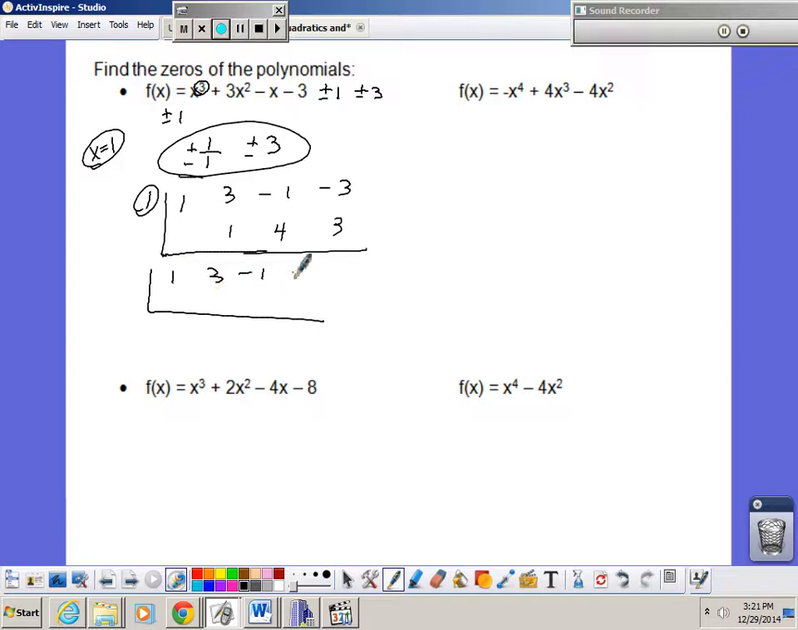So 1, 3, -1, -3, I'll try -1. 1, -1. 2, -2, -3, 3, 0. So x equals -1.